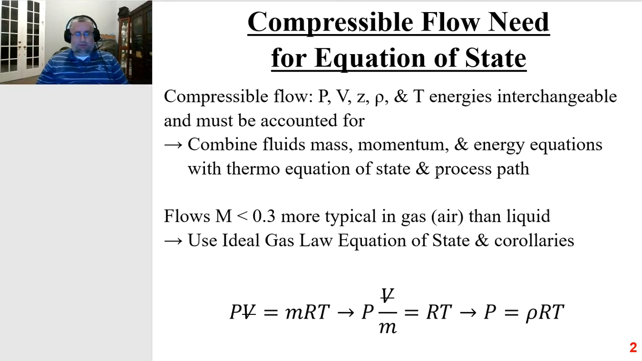The thermodynamic process path that the fluid takes as it's moving from one location to another location in the flow field. Now, remember that flows of Mach number 0.3 or greater are a situation where compressible flow matters, and all of a sudden you have to start worrying about variable density and variable temperature, because the speed of sound is what governs the Mach number. The speed of sound in liquids is incredibly high, and so it's very difficult for objects or for the flow itself in a liquid to reach Mach number of 0.3. But in a gas like air, Mach number of 0.3 is much more typical. And so we're going to only focus on compressible flow in situations where the fluid of interest is air.